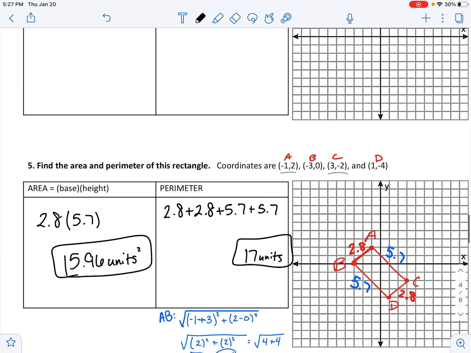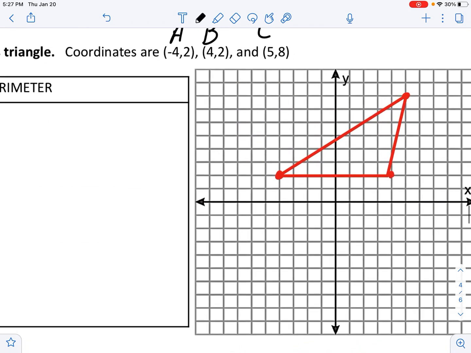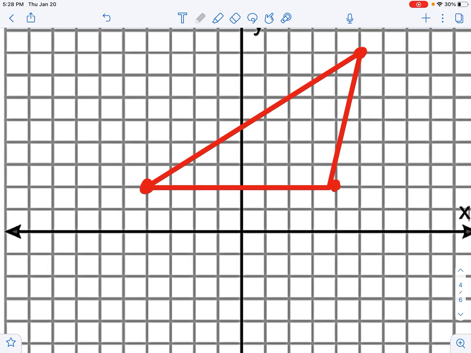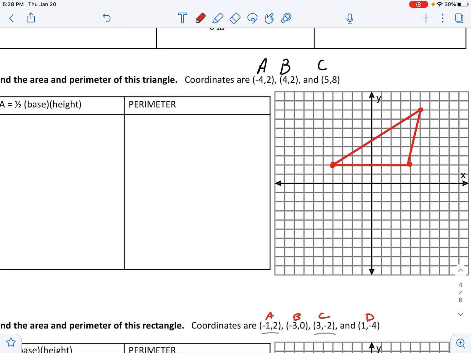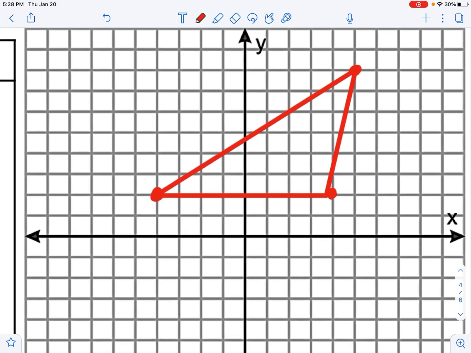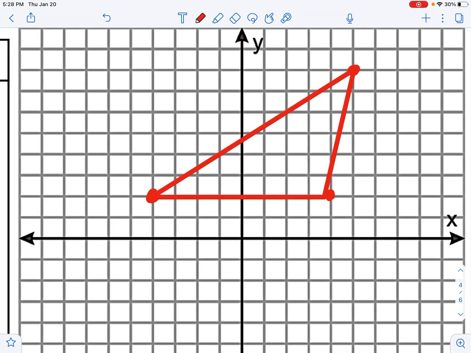Okay, now let's go over to the triangle. I've got my triangle drawn here, and it's a little bit strange looking. So first thing I need to do is check my formula. I need 1/2 base times height. Okay, so 1/2 base times height. Well, where's the base? The base is down here. So 1, 2, 3, 4, 5, 6, 7, 8.